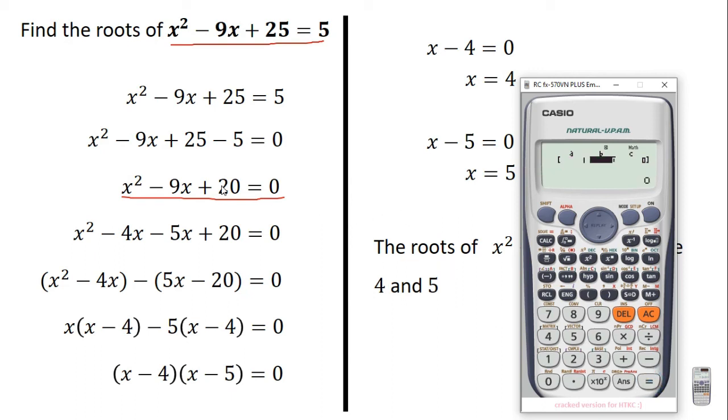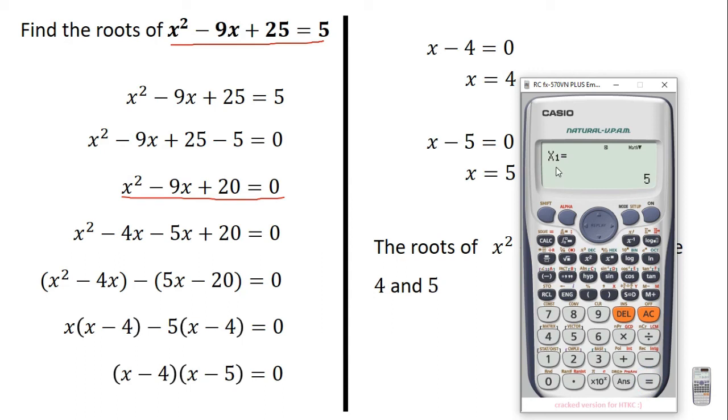The calculator is asking for B. From this equation, B is minus 9. So you enter minus 9. The calculator is asking for C. From this equation, C is 20. So you enter 20. Okay. Then you press on equal to.